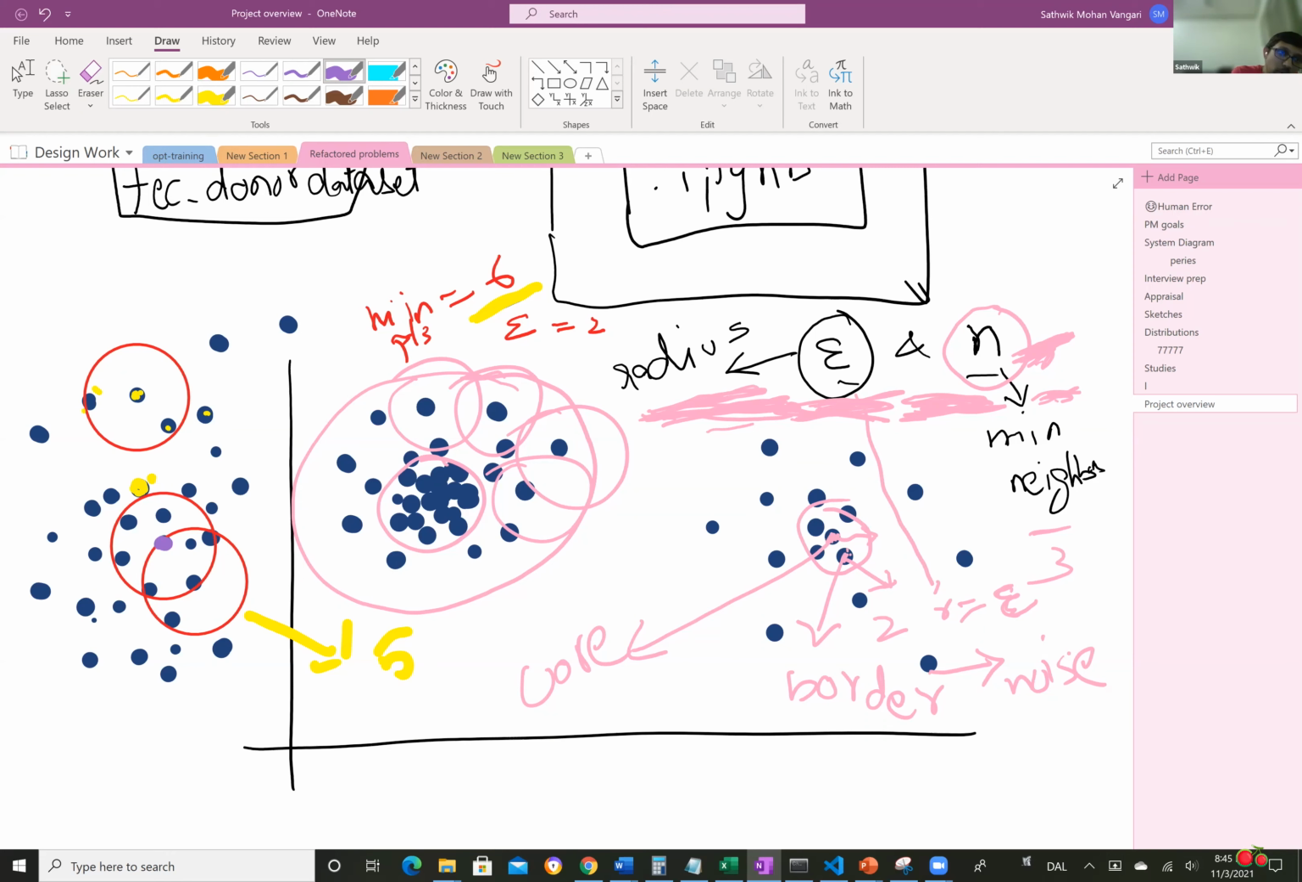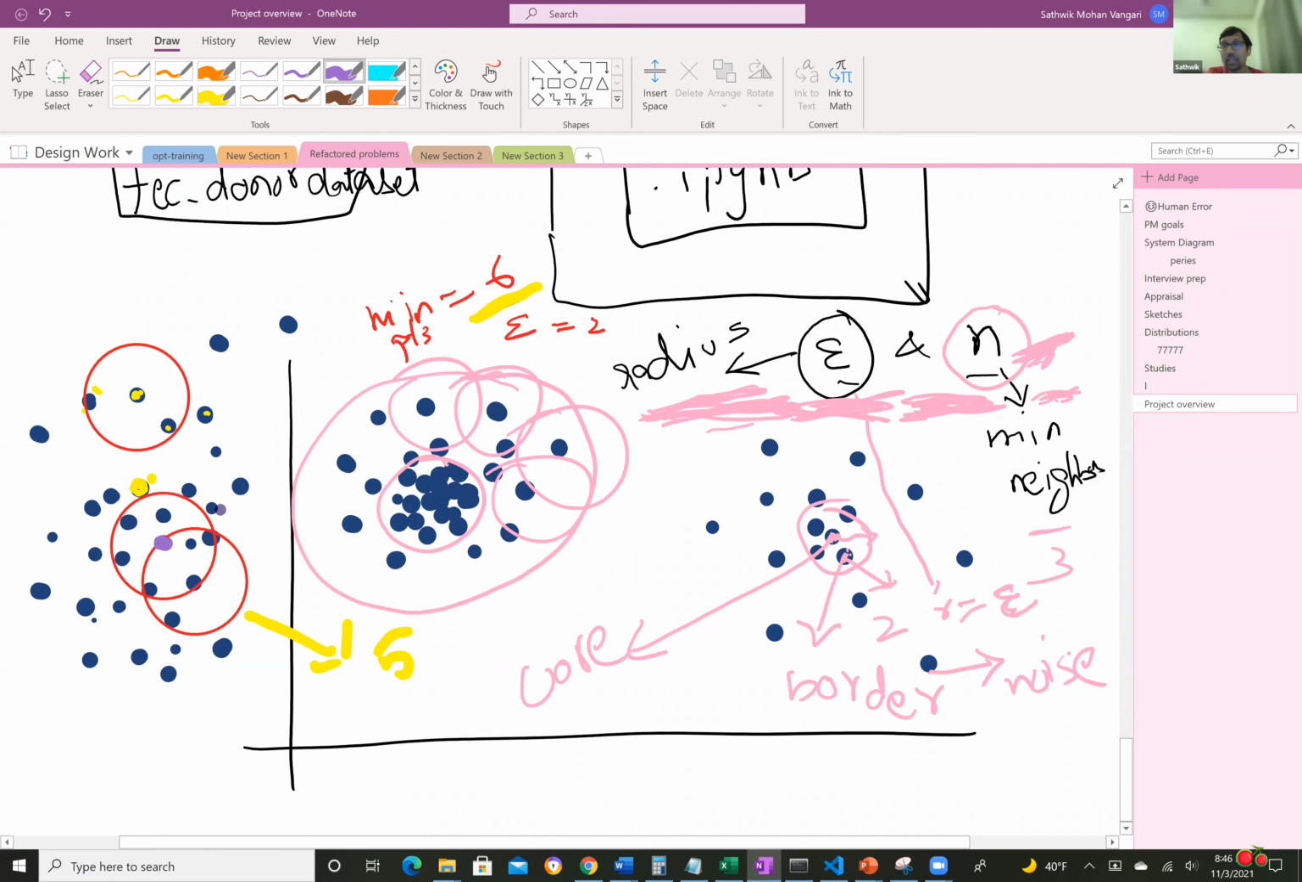Guys, this purple point here, is that a core or border? It's a core point because it has 6 points. Exactly, right? It's a core point because of the circle around it.